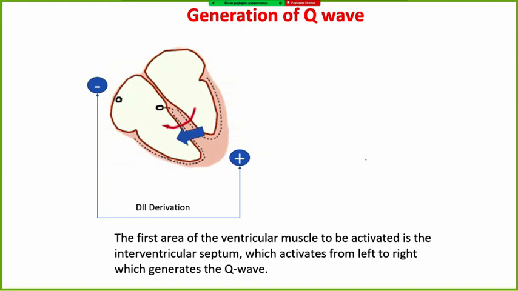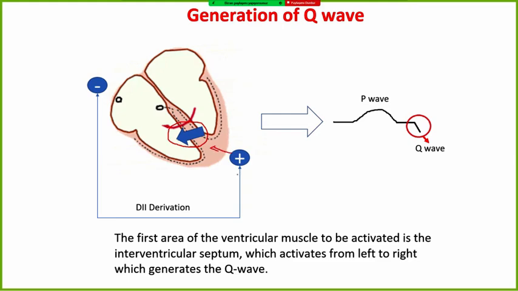So how does the Q wave occur? The first area of the ventricular muscle to be activated is the interventricular septum, and this activates from left to right, which generates a Q wave. Here, this was the P wave, and then we have a Q wave, and this is due to this net vector almost propagating away from the positive electrode.